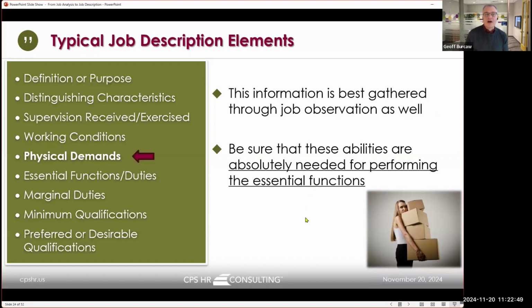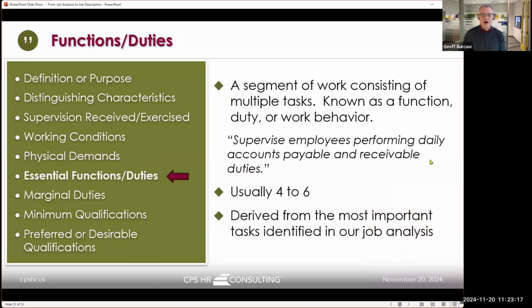Okay, so that's the first five general elements of a job description. Yours may look slightly different, but these are kind of standard. So just a reminder, especially when working conditions and physical demands are really about the job and how it's performed, make sure you get that information from some kind of job analysis that includes observing the job.